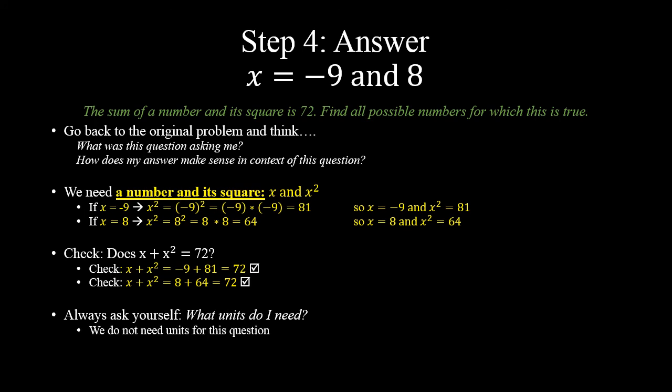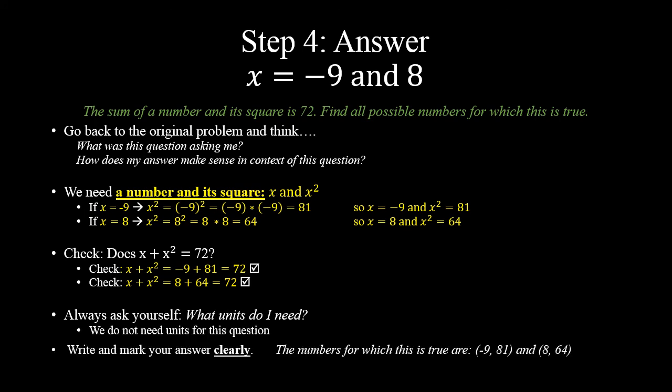We don't need units for this question, so the last thing that we need to do is to mark our answer clearly. I like to write my answers in an English sentence. The numbers for which this is true are -9 and 81 and 8 and 64. Notice how I made it really clear that my pairs of numbers were together by using parentheses, so you can clearly see my first pair of numbers and clearly see my second pair of numbers, and then go ahead and circle it for me so it's extra clear as to what your answer is.